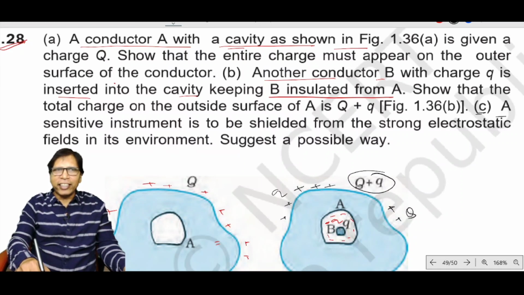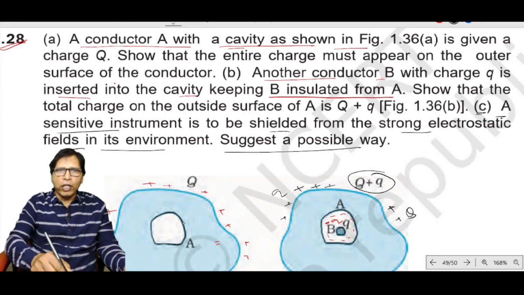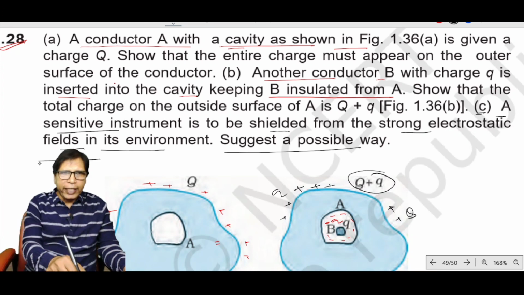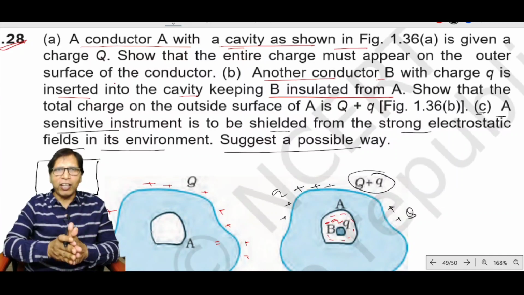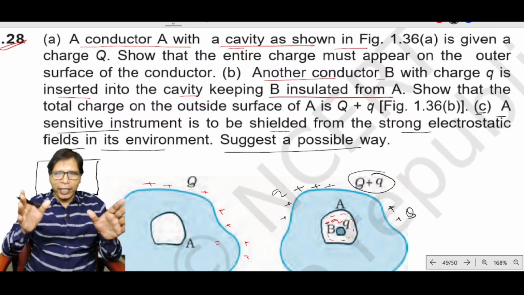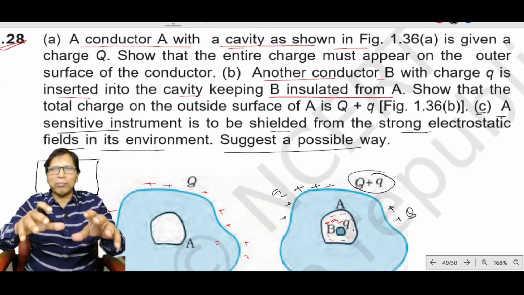Now question C. A sensitive instrument is to be shielded from the strong electrostatic field in its environment. Suggest a possible way. Look at this, no charge is present within the cavity. If a sensitive instrument is kept in a metallic box, then the field within the metallic box remains zero. So a sensitive instrument can be shielded from the electrostatic field by keeping it within a metallic box.